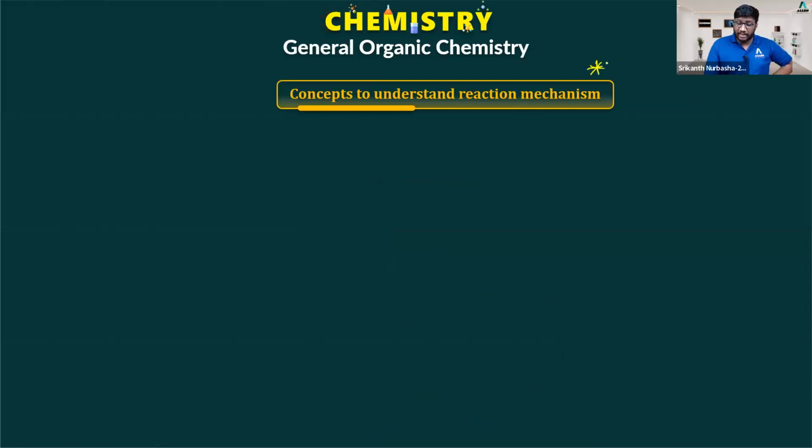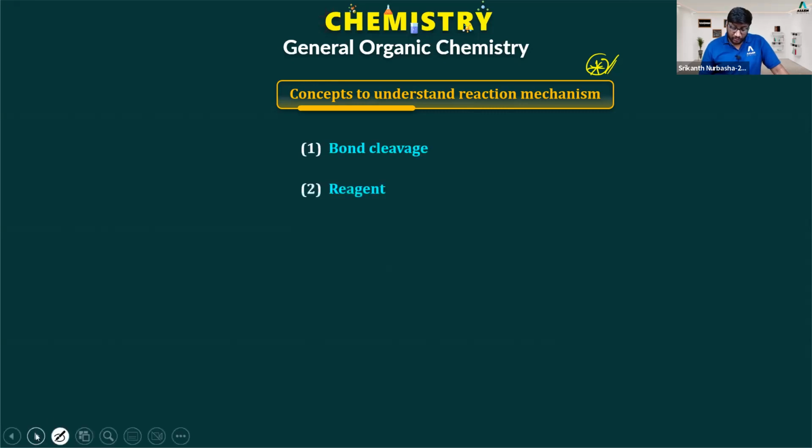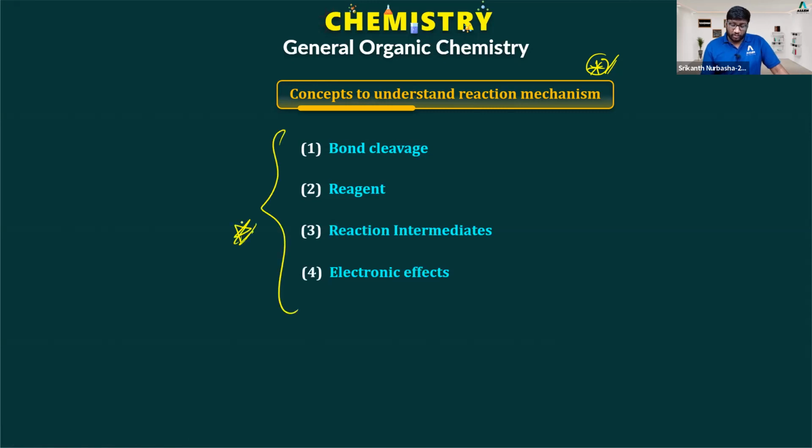Concepts to understand reaction mechanism. What are the concepts which we need to understand to have command over reaction mechanism? There are 4 points: bond cleavage, reagents, reaction intermediates, and electronic effects. So bond cleavages, what types of bond cleavages are there? Homolytic cleavage and heterolytic cleavage. Different reagents: electrophiles, nucleophiles. Reaction intermediates: carbocation, carbanion, free radical. Electronic effects: in the electronic effects, again the carbocation stabilities and carbanion stabilities are going to be compared.